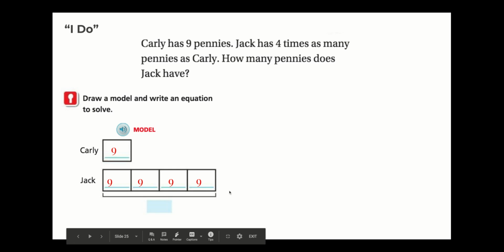I'm trying to figure out how many pennies Jack has. So if he has 4 times as many, and one box is 9 for Carly, then I'm going to fill all these boxes with 9. Okay? Now that I have my model and I know that Jack has more pennies than Carly, I can write out my equation. So notice that the directions say to draw a model and write an equation to solve, which reminds me a lot of the problems that we were doing on Tuesday.